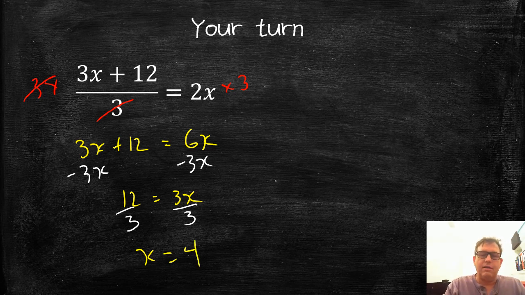Quick check. On the left-hand side, 3 times 4 is 12, plus 12 is 24, divided by 3 is 8. And on the right side, 2 times 4 is 8. It works. We've got the right answer.